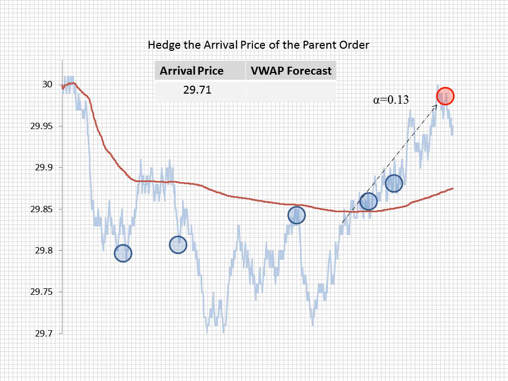This is the net effect of lowering the arrival price against a higher VWAP forecast. This essentially mitigates the risk by overweighting the core position going into the close. We always want to keep the arrival price of the parent order better than the VWAP forecast.